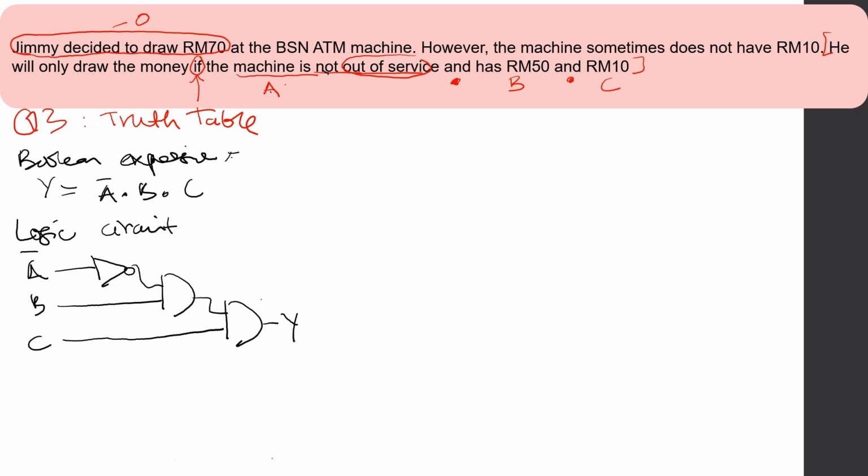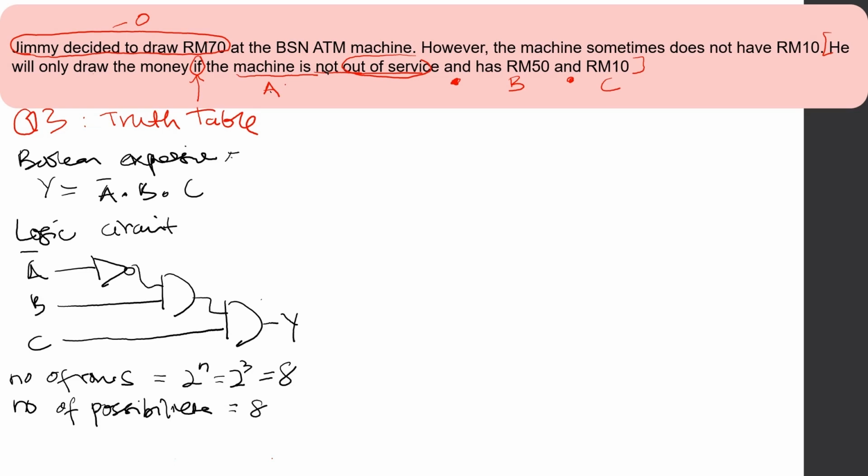So to come up with a truth table, first you have to identify how many possibilities of output, also known as the number of rows. Number of rows is equal to 2 power of n. What is n? n is the number of inputs. So you have 3 inputs, equal to 2 power of 3, equal to 8. Number of possibilities equal to 8.